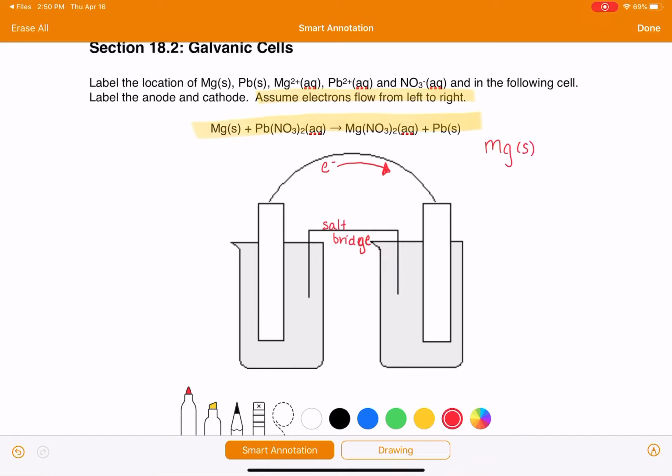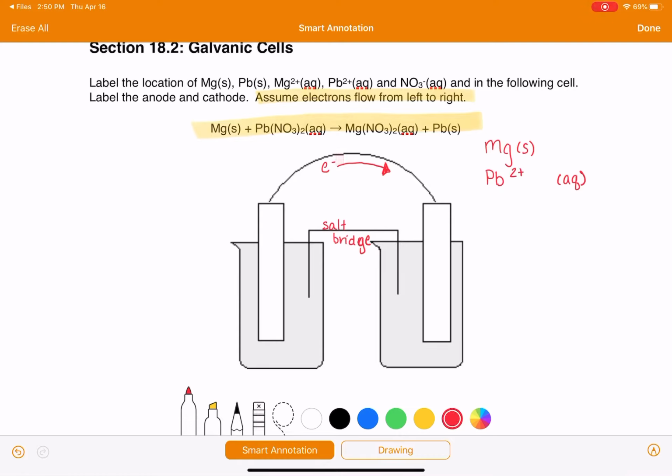So for our half reactions, one of them has magnesium solid as the reactant, and one of them has lead nitrate as the reactant, Pb(NO3)2 aqueous. So this is a solution. And the really important part of this lead nitrate is really just the lead.